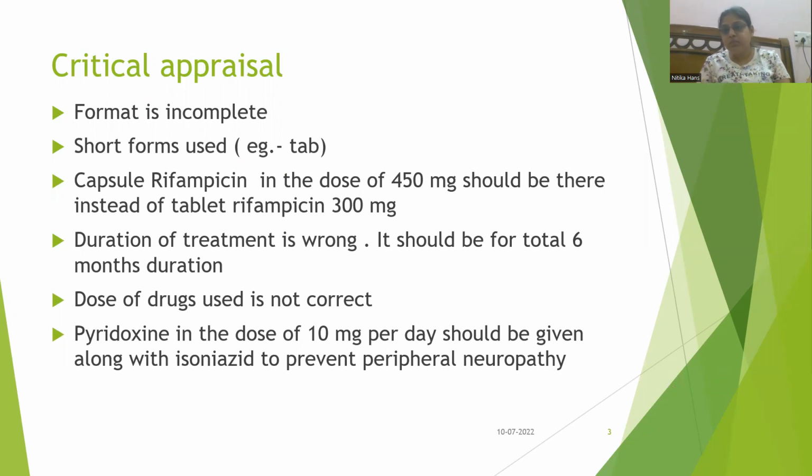Pyridoxine is missing, as isoniazid is known to cause peripheral neuritis. Pyridoxine should be given along with isoniazid to prevent peripheral neuropathy, and it has to be prescribed along with the 6 months of therapy.